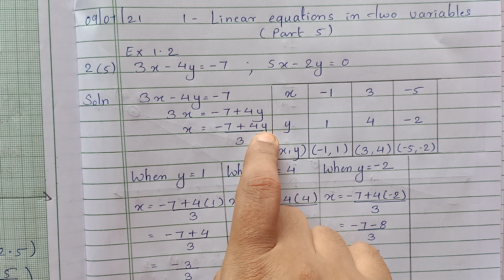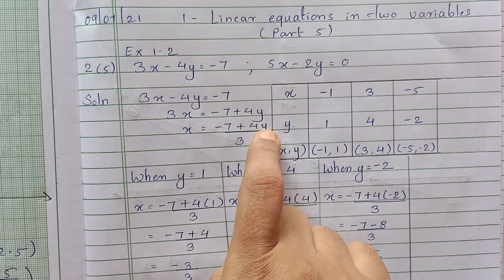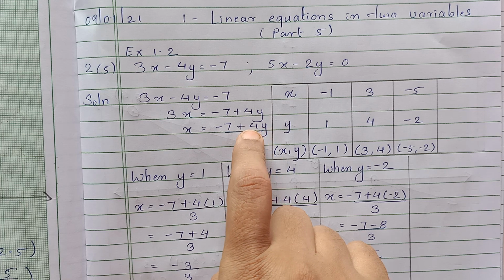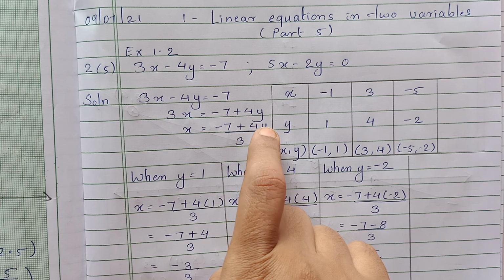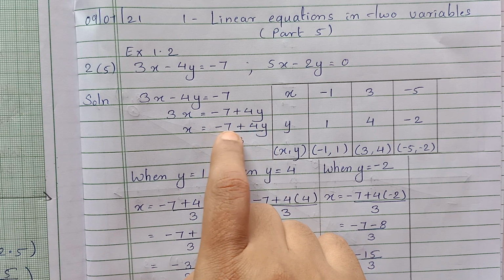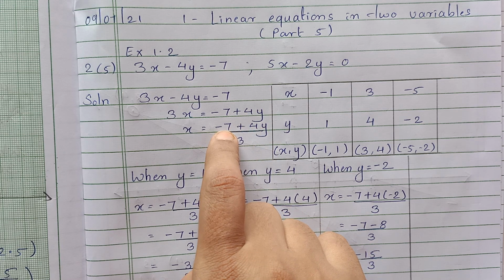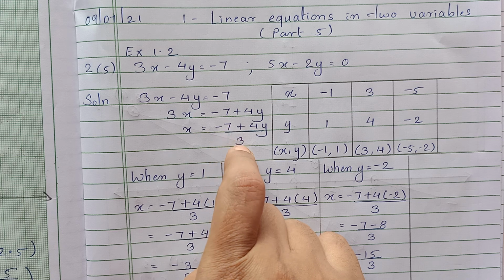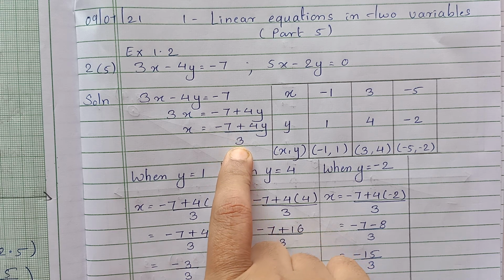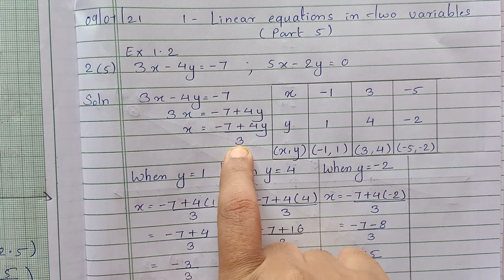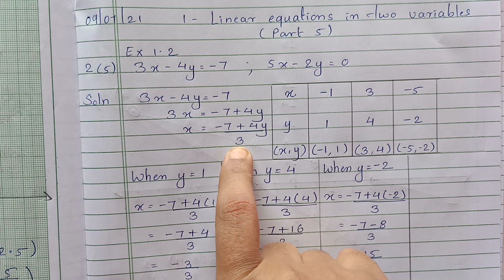If we take any random value, for example y as 0, then 4 zeros are 0, and minus 7 when added will give the answer minus 7. And 7 is not divisible by the table of 3, so you will get the answer in decimal. 7 upon 3 will give the answer in decimal, that is 2.3 recurring. And plotting 2.3 recurring on the graph paper will be a little difficult.